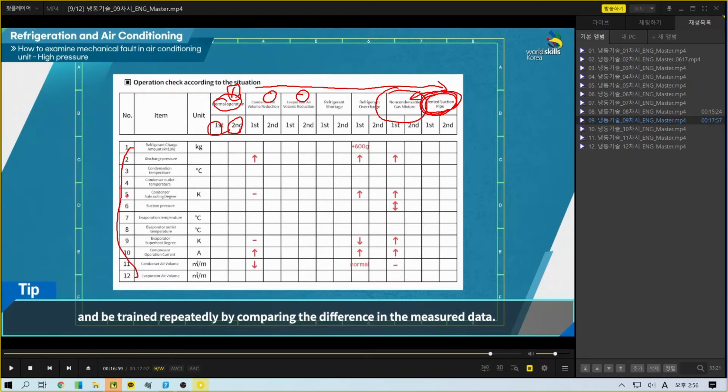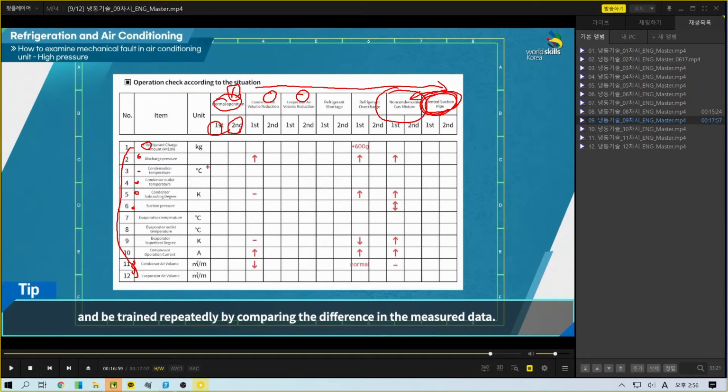So you can see the 12 items on the left side of the data sheet, and they are very basic items. Firstly, it is about the type of the refrigerant, then the discharge pressure, suction pressure, and finally the air volume. Please check the contents, and note this is not a standard or the only correct answer.